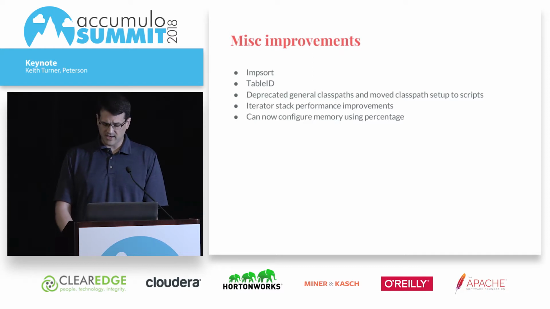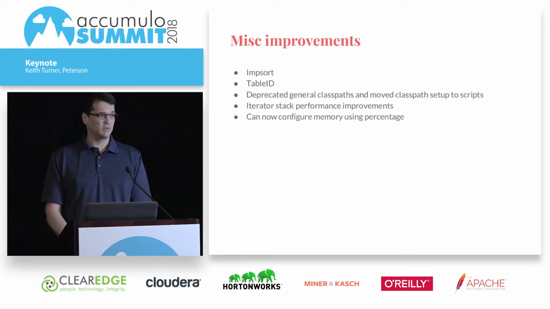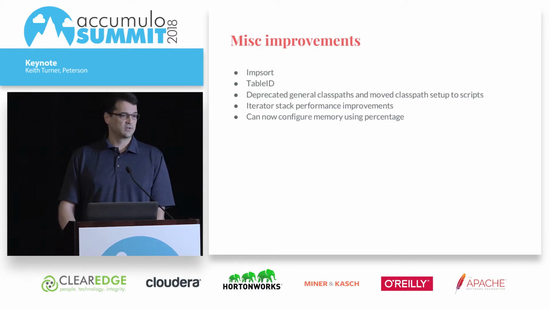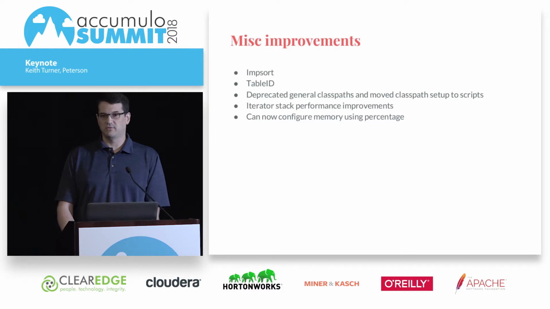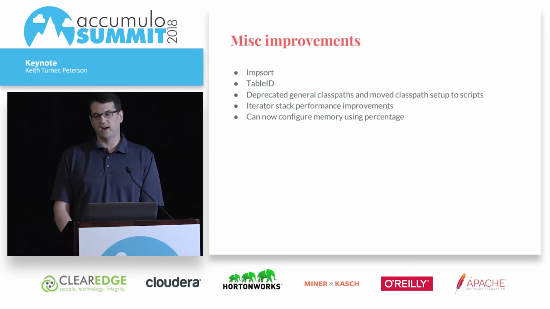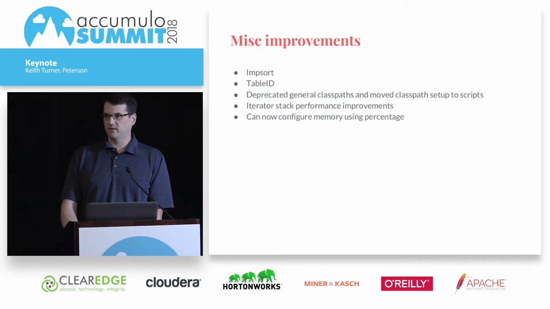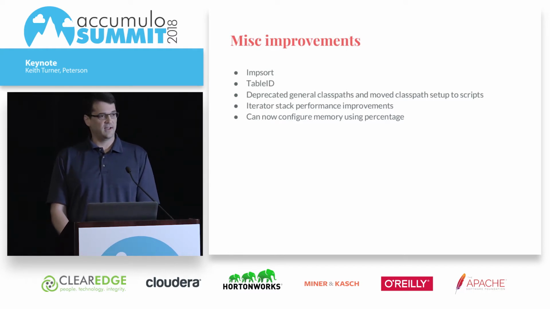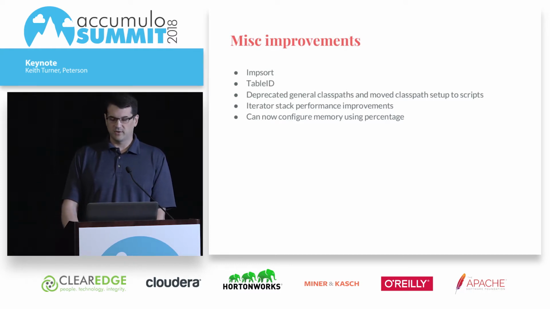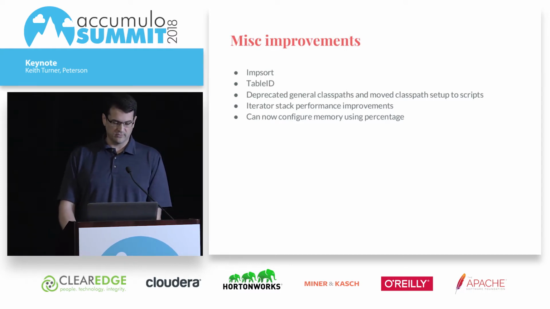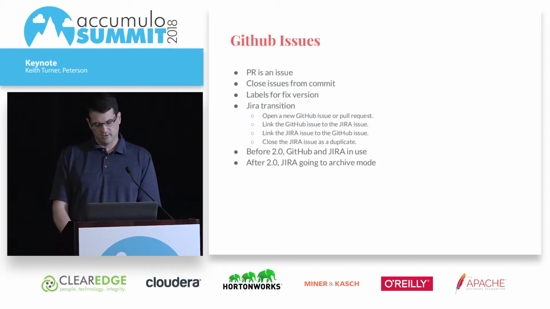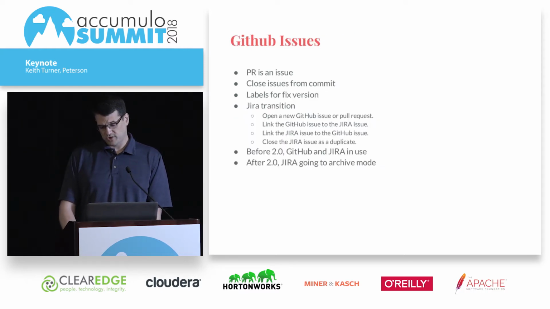And there were iterator stack performance improvements in 2.0. And this is kind of neat, you can configure memory using percentages. There are certain things like a cache size you may configure in Accumulo, and you used to have to say like 500 meg or 1 gig. Now you can say like 30%, and it'll look at how much memory the machine has, and if you have 1 gig, it'll set it to 30% of 1 gig. We moved to GitHub issues from Jira.